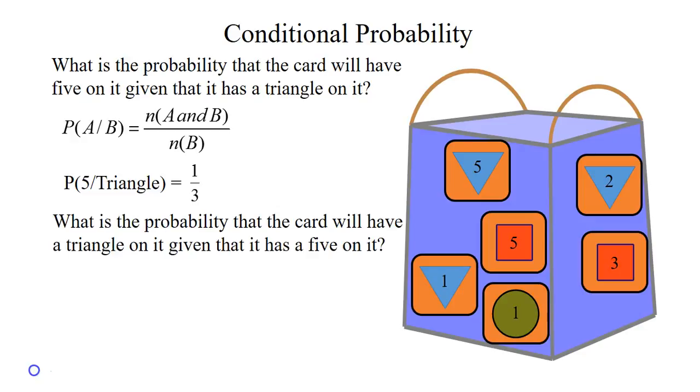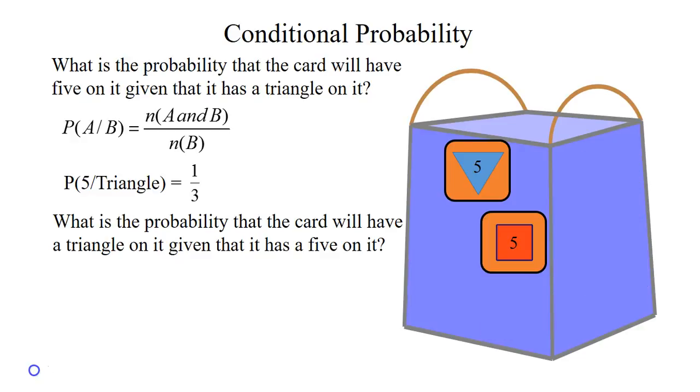What is the probability that the card will have a triangle on it given that it has a 5 on it? In this case, we're only going to be considering those cards with 5s on them, and there's only 2 of those. Then we want to figure out which one has a triangle, so there's 1 out of the 2. So our probability is now 1/2.